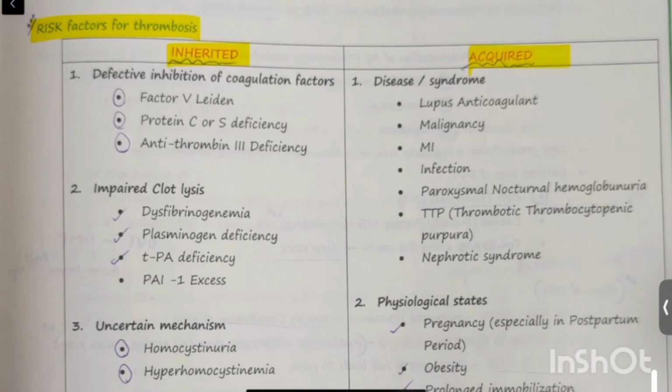So defective inhibition of clotting factors, mainly factor V Leiden, is the main cause for thrombosis. Other than that, protein C and S deficiency. Just like we all know, these are clot cutters, you can say.